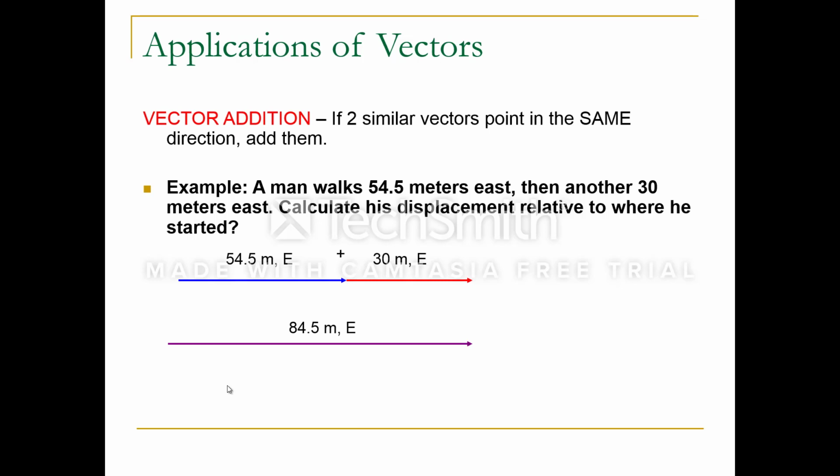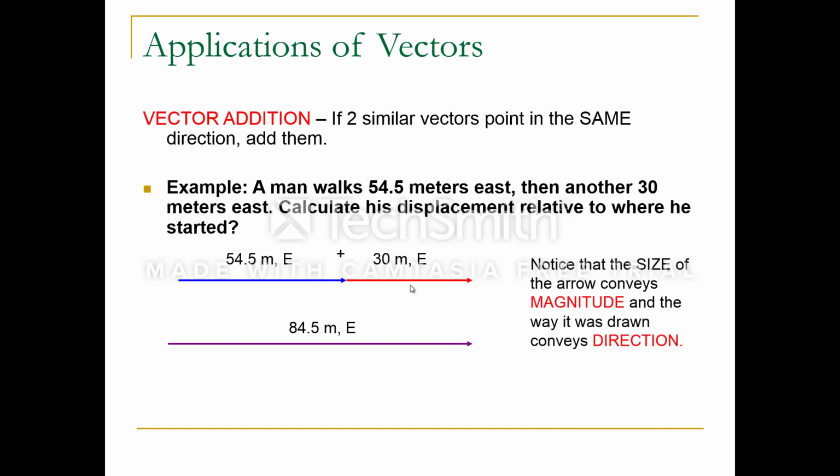So in this case, you would just add them, 84.5. If you notice again the scaling, you can tell that this 54 is obviously bigger than the 30, just for scaling purposes as you go through it. Again, you'll notice that the magnitude is the arrow size, and then the arrowhead is going to point in the direction that it was traveling.